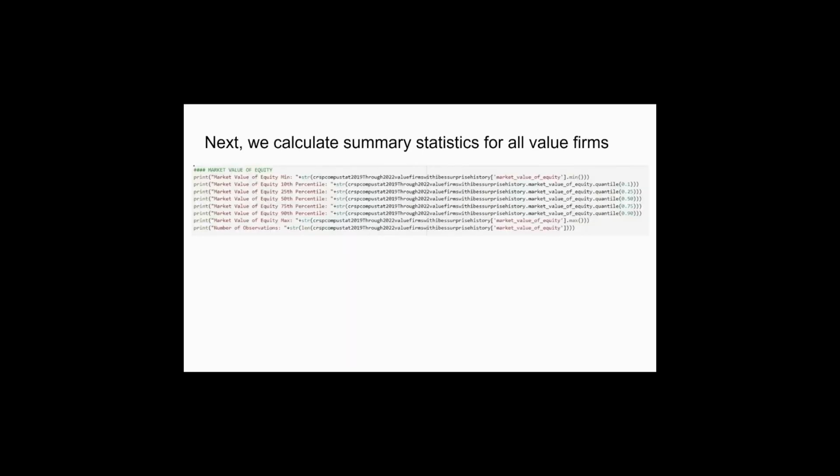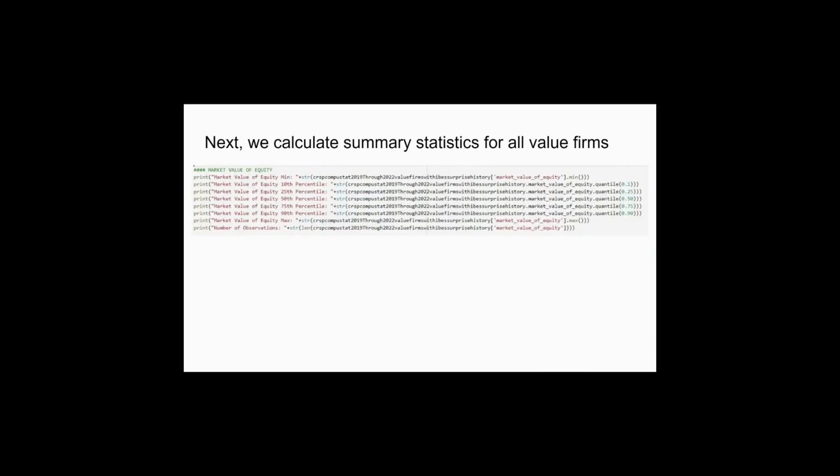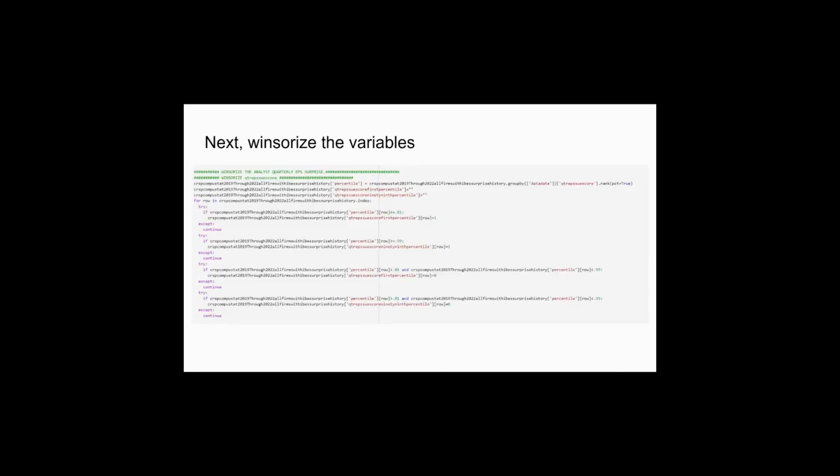But it's actually relatively easy. You just use this code. Instead of saying value firm equals 1, you do where growth firm equals 1. And then all this other code is the same. And it'll print you out something that looks like this, except it'll be summary statistics for growth firms. Okay, and again, you take all this data and you plug it into your table one panel C, which is for growth firms.